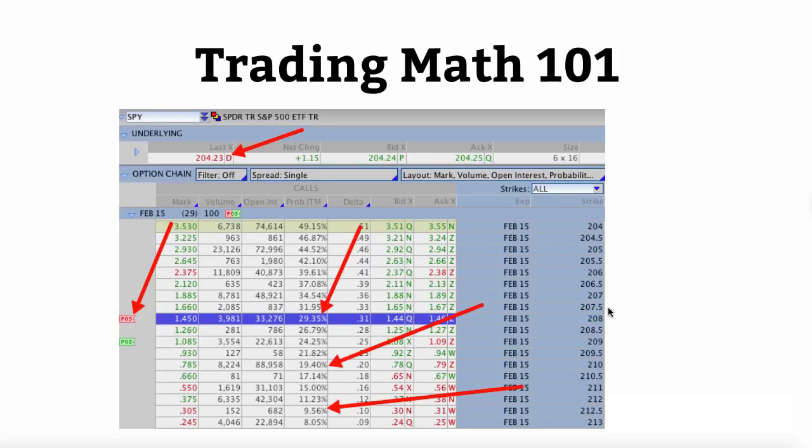So again, the stock is trading at 204 and we're trading options all the way out at 208. Based on all the trading history of SPY at this point and all of the volatility in SPY, the probability of our option being in the money at expiration, using that distribution graph that we looked at a couple slides ago, the probability right now, hard numbers, that our option is in the money at expiration and loses is 29.35%. So the probability that a stock goes up to our level and closes above that level is 29.35%.